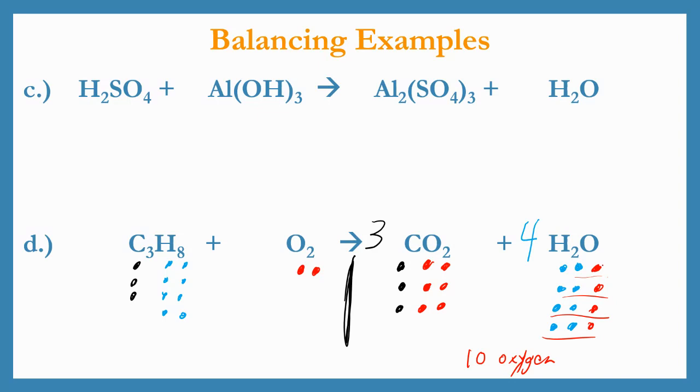Right? 1, 2, 3, 4, 5, 6, 7, 8, 9, 10. My carbons are good. My hydrogens are good. I have 10 oxygens. They all came from this O2, so I need for these to be a total of 10. And if you have a total of 10, it should make sense. That's 1, 2, 3, 4, 5 O2. So this is now balanced. One of these plus 5 of those will give you 3 carbon dioxides and 4 waters.